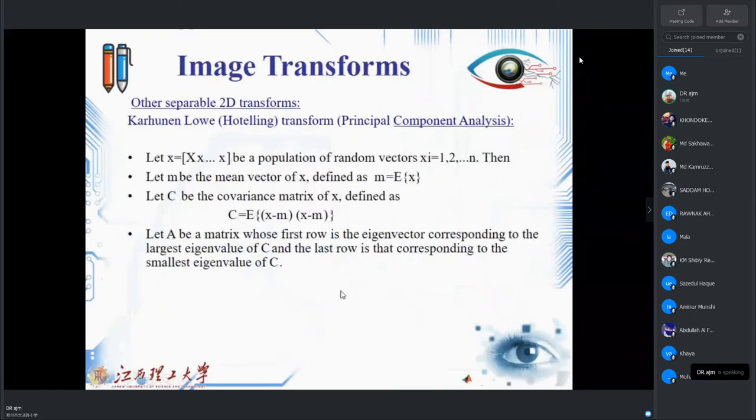We have one more method that we call the Karhunen-Loeve or Hotelling transform, which people also call PCA, or principal component analysis. In that, if we have the set of X, which will be a population of random vectors Xi, from 1 to N, then we have M, which will be the mean vector of X and defined as M is equal to E of X. And let C be the covariance matrix of X, which will be shown like this. Then A will be the matrix whose first row is the eigenvector corresponding to the largest eigenvalue of C, and the last row is the one corresponding to the smallest eigenvalue of C.